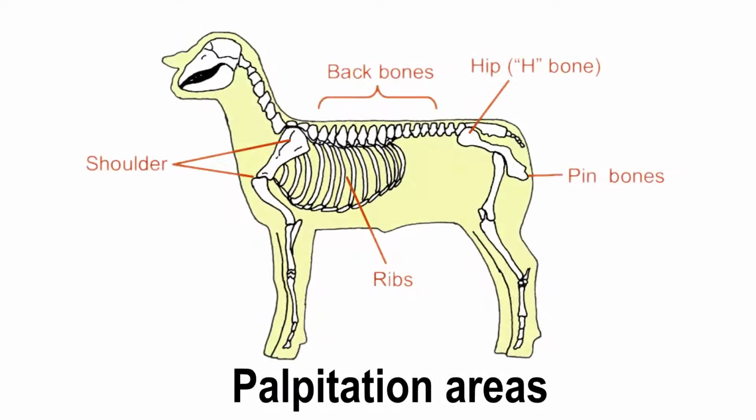Condition is scored by primarily feeling and palpation of the sheep over and around the backbone in the loin area behind the last rib, including the spine and the transverse process. To confirm and make minor changes to the initial score, also feel the hip, pin bones and shoulder blades.